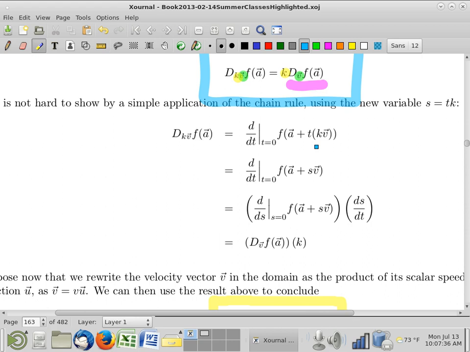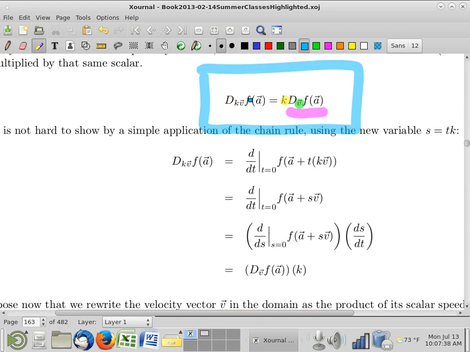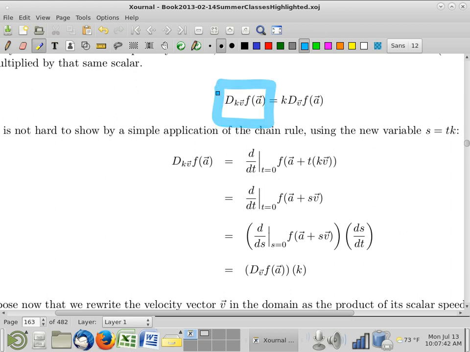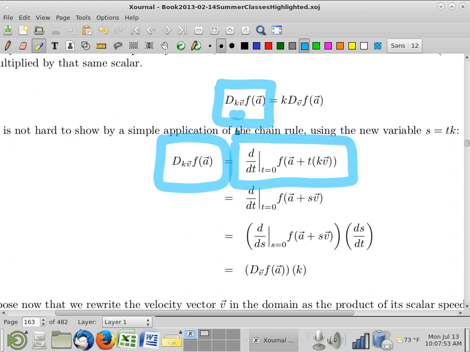So that being said, let me prove this algebraically. I think it's a nice proof. I'm going to compute that directional derivative, again, where the input velocity is scaled. So this is the kv directional derivative. I compute that. Here's the definition of it. Notice that input velocity vector kv is what we're using as our velocity. Otherwise, this is straight up, right down the pipe, the definition of the directional derivative.